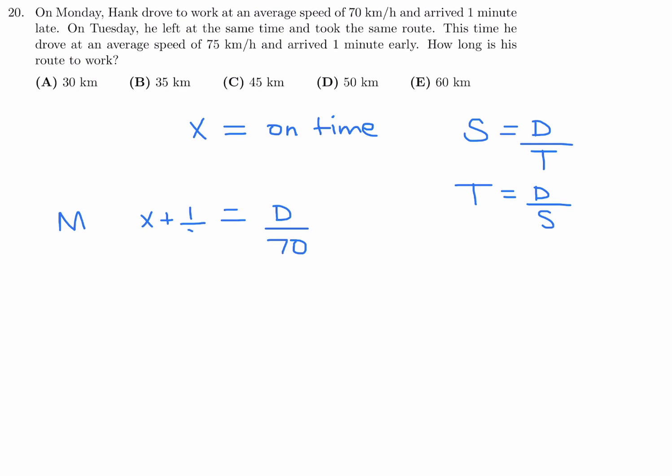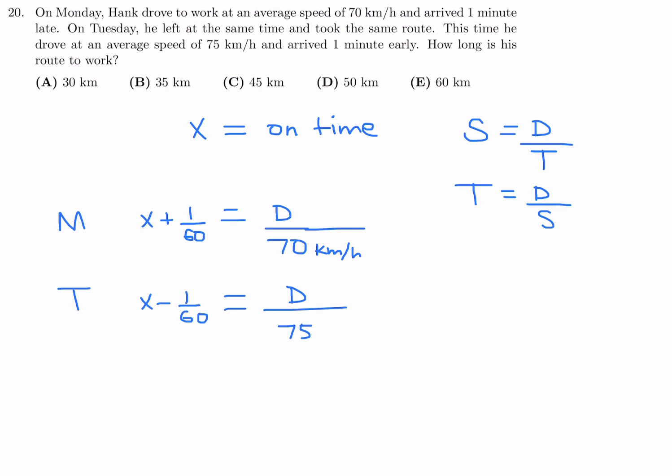But that 1 has to be 1 over 60 because we're talking in terms of hours and kilometers, because this 70 is kilometers per hour. So that's why I have to put 1 over 60. And then on the next day, Tuesday, it's the same, similar scenario, but this time his speed is 75, and he arrives 1 minute early, so X minus 1 over 60. So there we go.